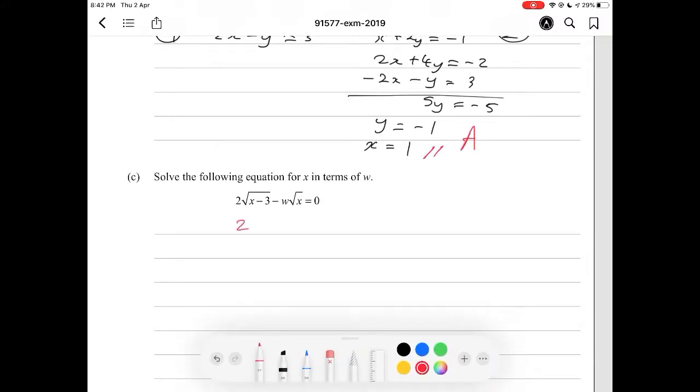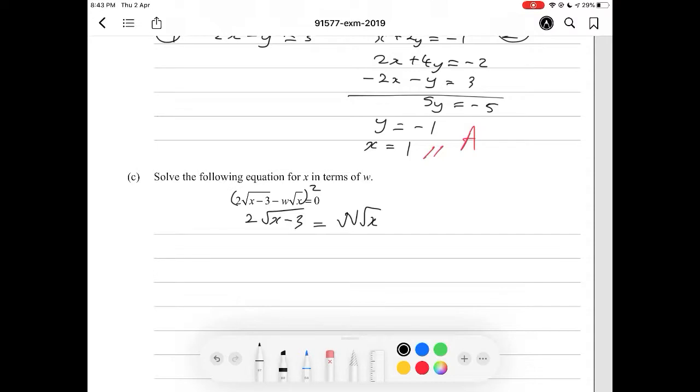So we have 2 root, red pen again, sorry, I keep forgetting. Okay, so 2 root x minus 3 equals w root x. So we want to separate the square roots. The reason we want to separate these two square roots is because if we just square this right away, another square root is going to come out, and that's just going to be a real handful. There will be more square roots that you have to cancel. But this way, you can make it clear, square root on one side and another square root on the other side, which makes it easier for us.